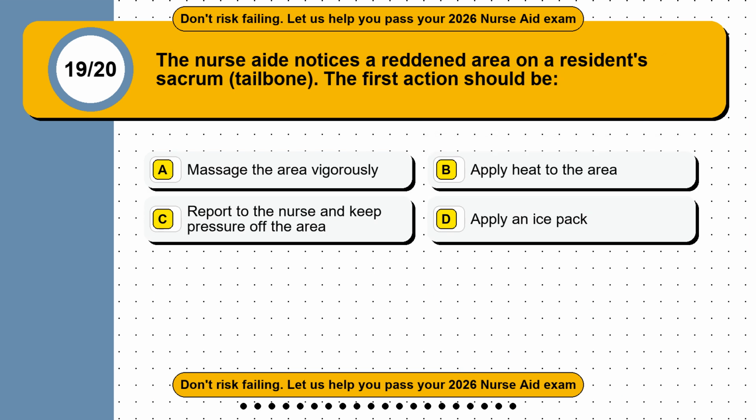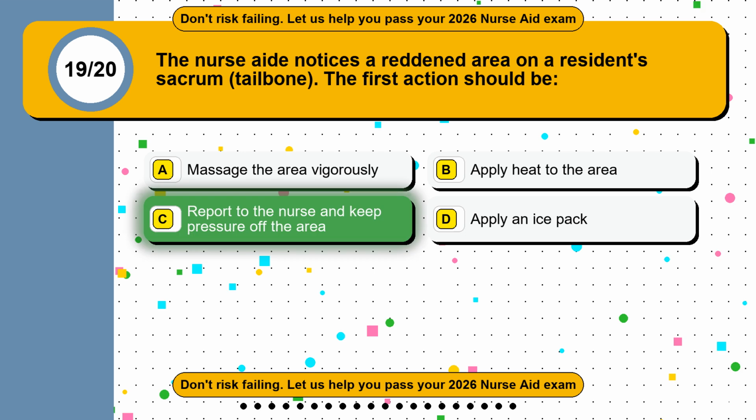Question 19. The nurse aide notices a reddened area on a resident's sacrum, tailbone. The first action should be option A. Massage the area vigorously. Option B. Apply heat to the area. Option C. Report to the nurse and keep pressure off the area. Option D. Apply an ice pack. The correct answer is option C. Report to the nurse and keep pressure off the area.